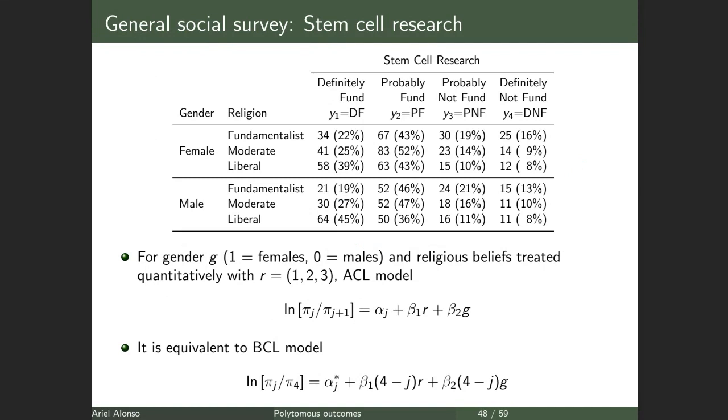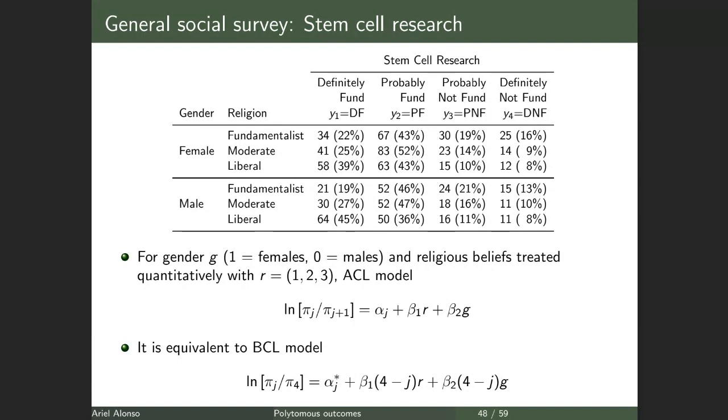So let me show how this will work in another data set. This is a data set comparing the opinion of people about research with stem cells. The response variable is: do you think that we should fund stem cell research? And then we have 4 possible answers: definitely, probably, probably not, and then definitely not.